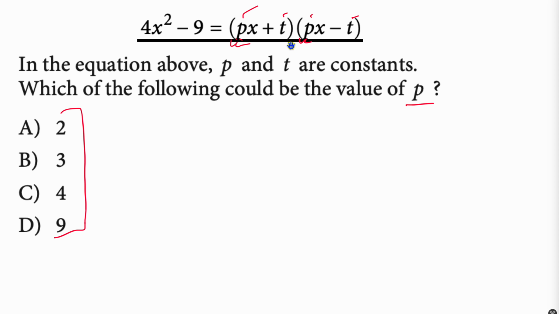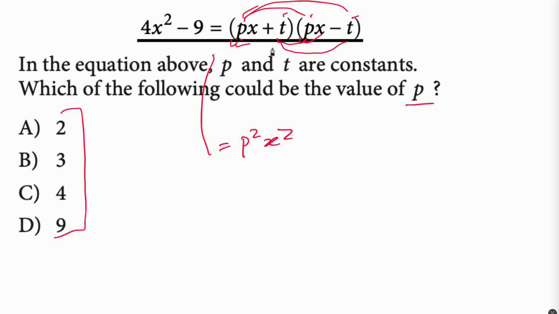Now we try to break the parentheses, to see what's going on here. You use the distributive property. First you take px times px, then px times negative t, then t times px, and then positive t times negative t. Once you finish, you break the parentheses and have 4 components. First px times px gives you p squared x squared, because p times p is p squared, and x times x is x squared.